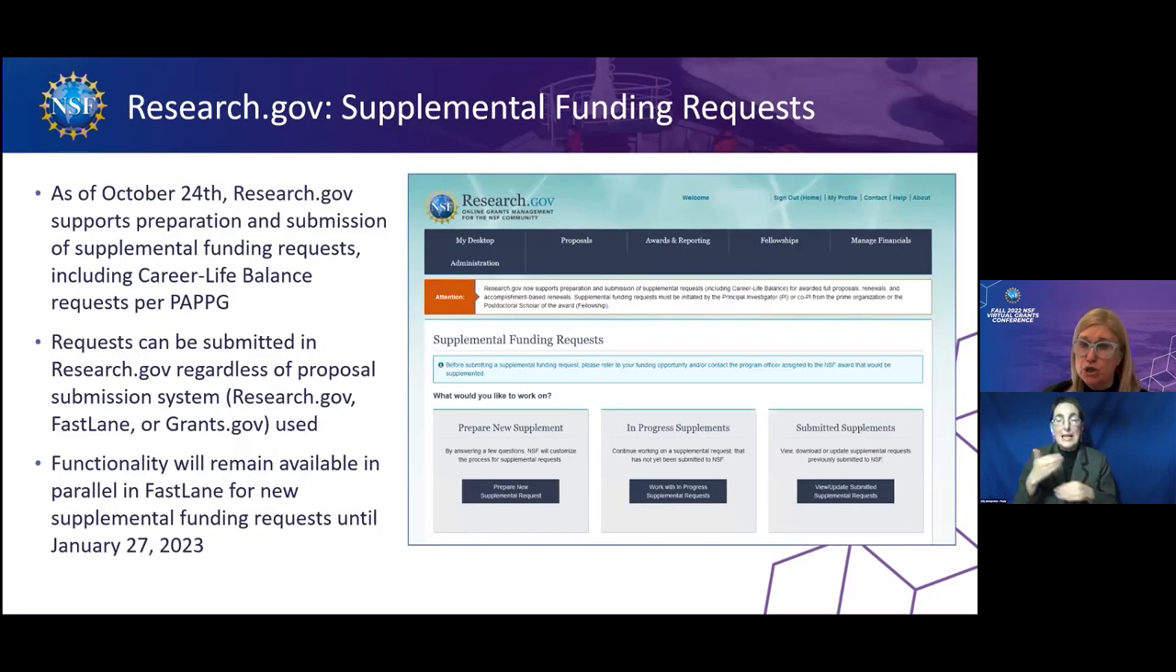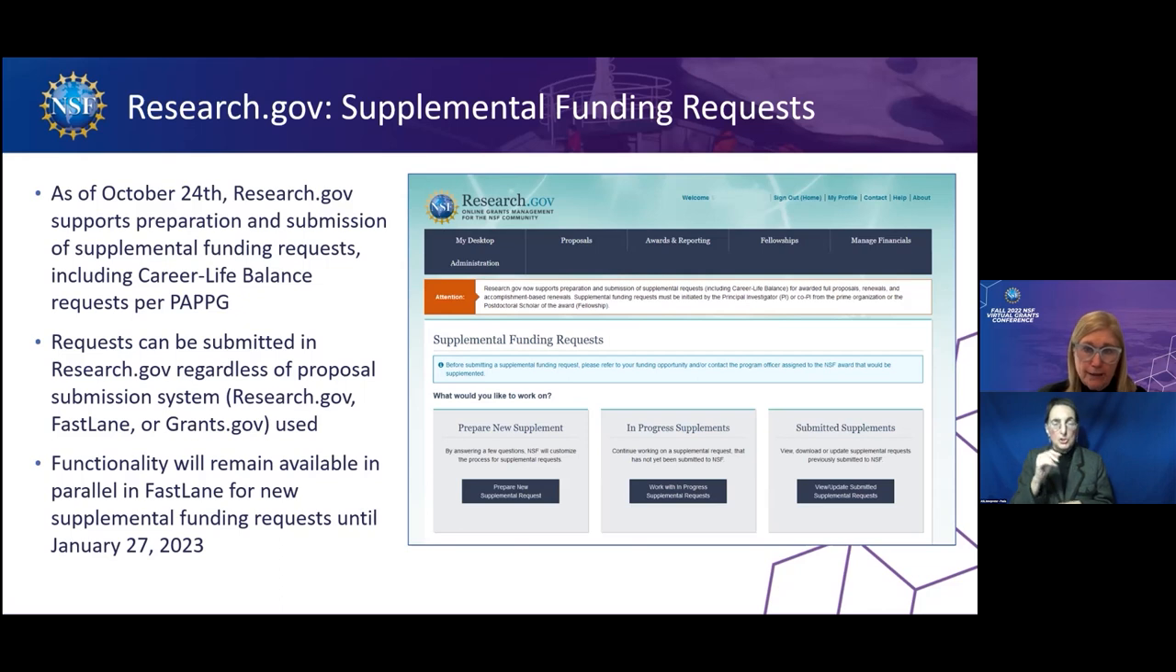Now, I wanted to bring up some changes which were recently made to research.gov. And that has to do with supplemental funding requests. As of October 24th, research.gov does support the preparation and submission of supplemental funding requests, including our career-life balance requests per the PAP guide. Requests can be submitted in research.gov regardless of proposal submission system, meaning Research.gov, Fastlane, or grants.gov, that was used. And the functionality will remain available in parallel in Fastlane for new supplemental funding requests until January 27th, 2023.